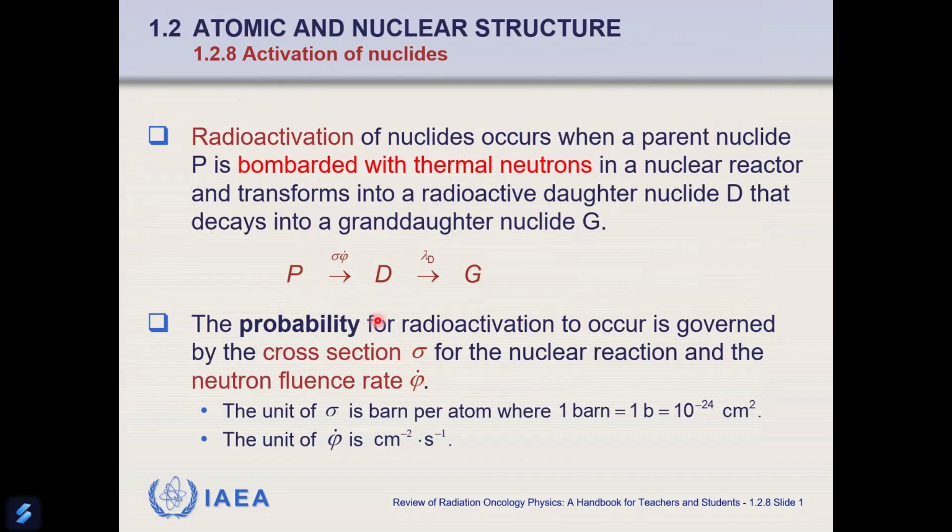What is the neutron fluence rate? It's basically the number of neutrons that are being bombarded per unit area, per unit time. That's the neutron fluence rate. So the number of neutrons bombarding that target per unit area, per unit time is the fluence rate.